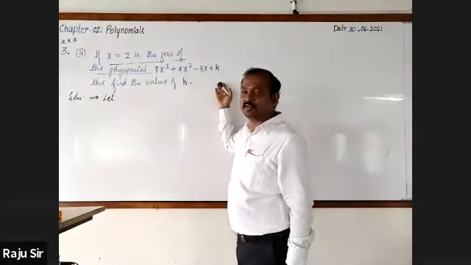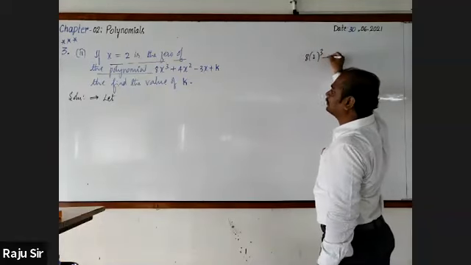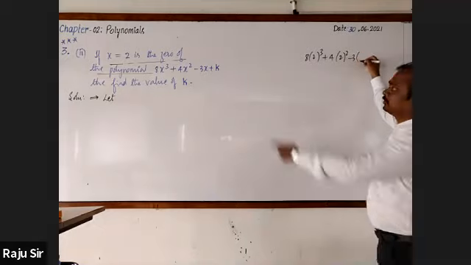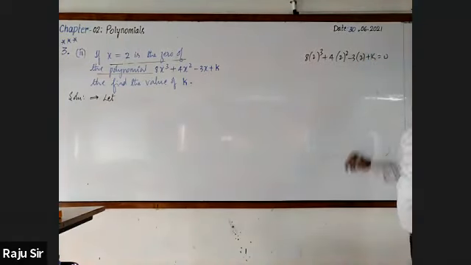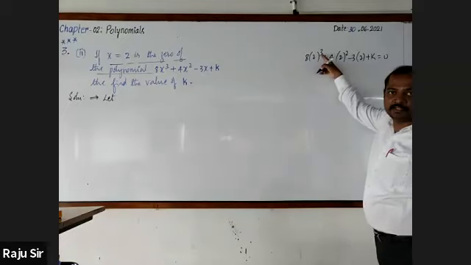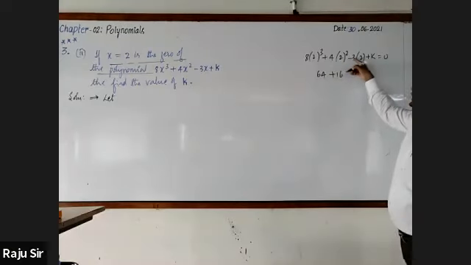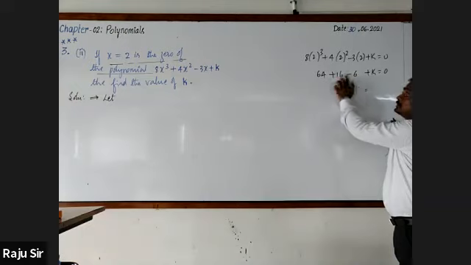x equal to 2 is the zero of this polynomial. Here I write 8 into 2 whole cube plus 4 into 2 whole square minus 3 into 2 plus k equal to 0. Now 2 cube is 8, 8 8s are 64. 2 square is 4, 4 4s are 16. Minus 3 into 2, minus 6, plus k equal to 0. 16 minus 6 is 10.